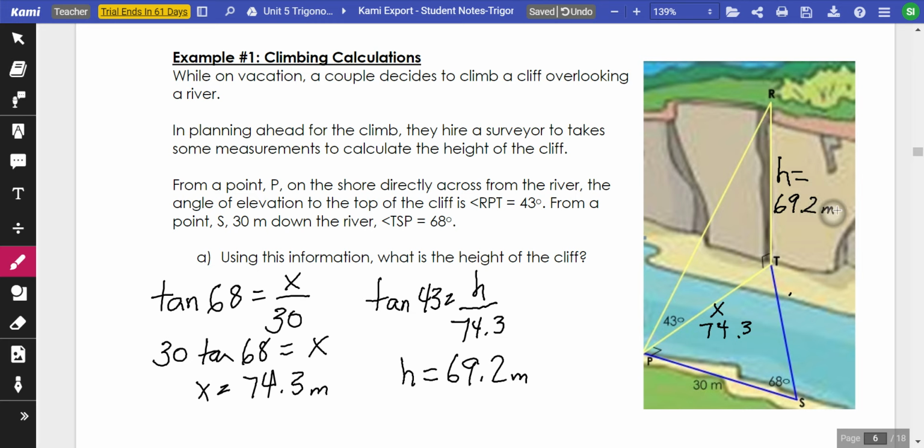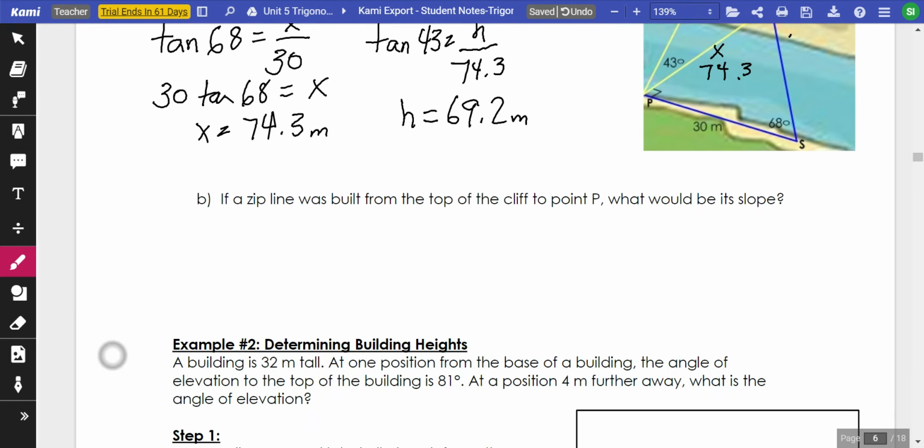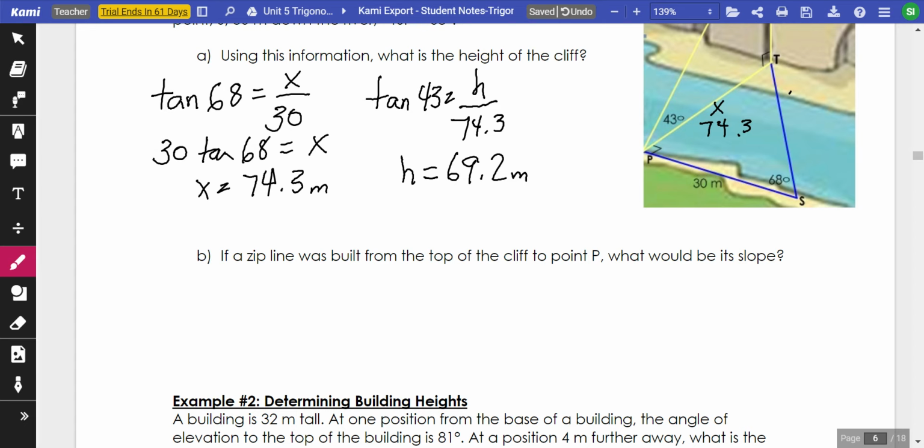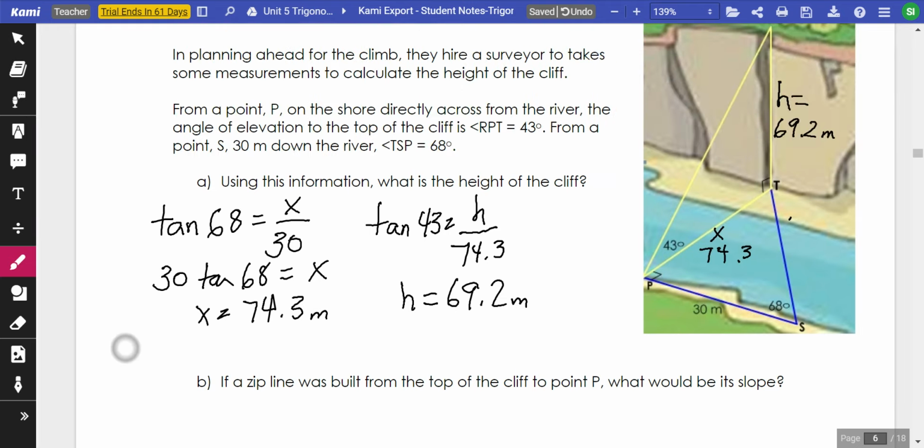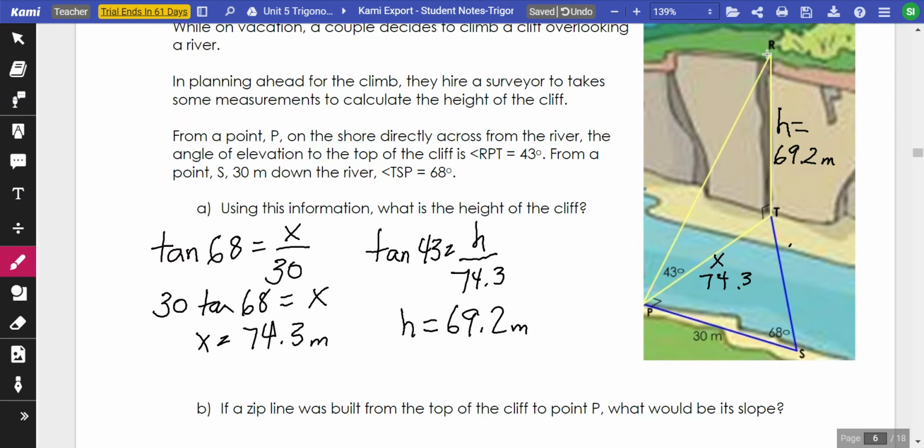69.2 meters. Okay, so we had to use two trig ratios in order to solve for the height of the cliff. Let's try this next piece. It says, if a zip line was built from the top of the cliff to point P, what would be its slope? Okay, so what we need is the slope of this line here, because there's the zip line.